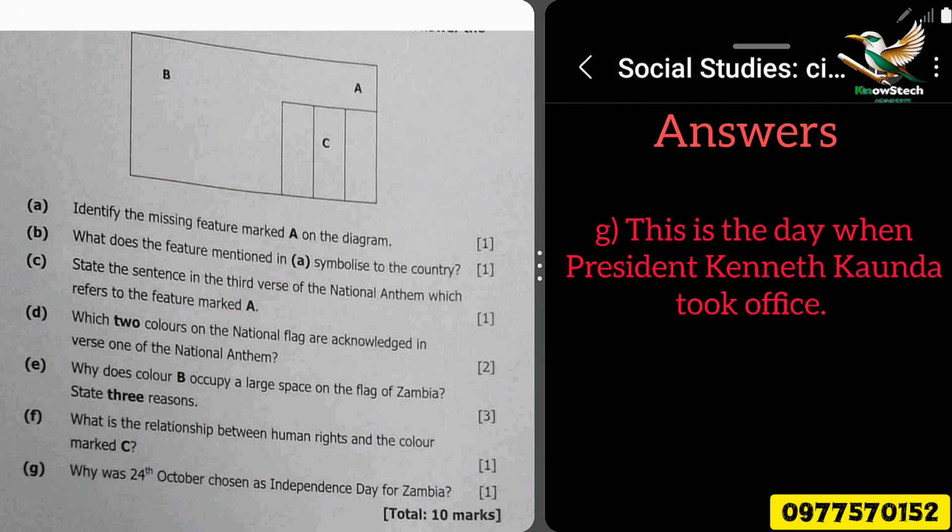Why was 24th October chosen as Independence Day for Zambia? This is very simple, because this is the day when President Kenneth Kaunda took office, on the 24th of October, 1964. You can also say that this was the end of British colonial rule. Are we together?